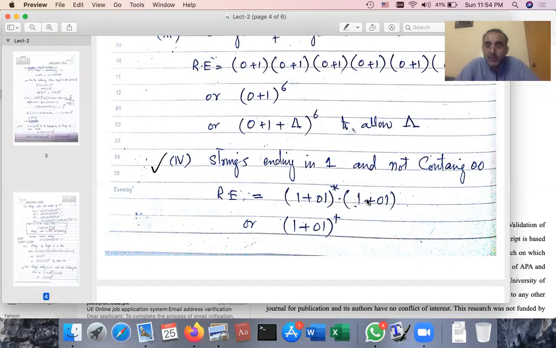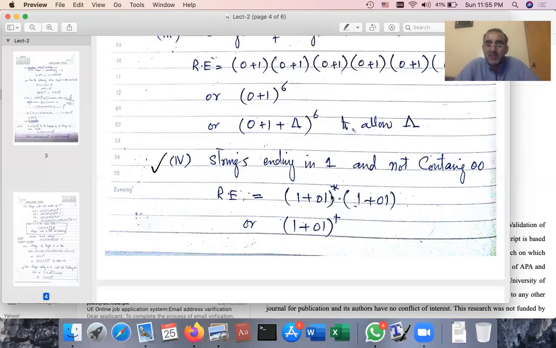And then the strings will not contain 00. So that's why it is 01, just to not permit the substring 00 in the string. Sorry, in the first I said that I have to allow 00 in the string. No, it is not. The condition is not containing 00. So that's why it is 01.